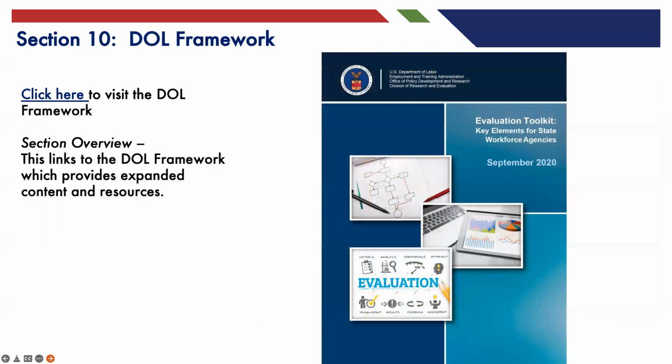And finally, there's a link to the evaluation toolkit that the U.S. Department of Labor has put together. This provided a lot of the content for this framework, but this document is over 100 pages long, so there is a tremendous amount of detail within it. And I think you'll find if you're implementing an evaluation, there's a lot of useful information contained within this toolkit that the DOL has put together.